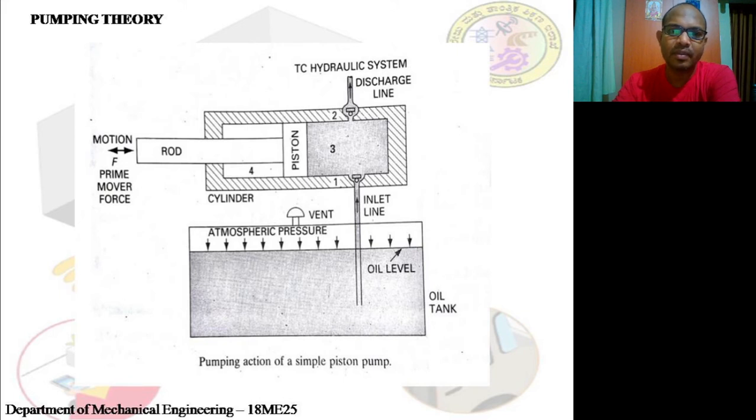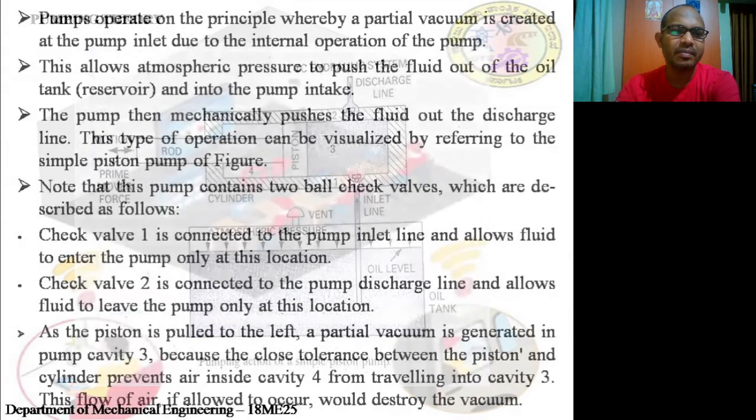As the piston moves leftwards, the pressure decreases. From the oil tank, the oil will enter into this section. As the piston moves from left towards the right side, the pressure increases and the oil will go to the discharge line. This is called the pumping theory. Now my dear friends, you have to explain this compulsorily with the figure.